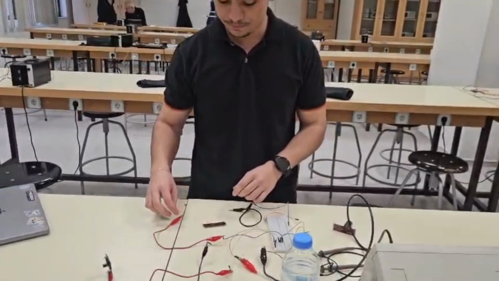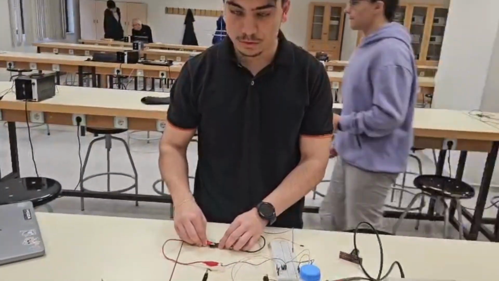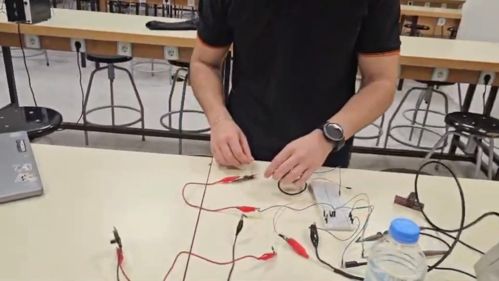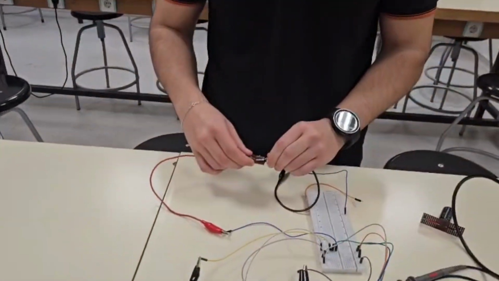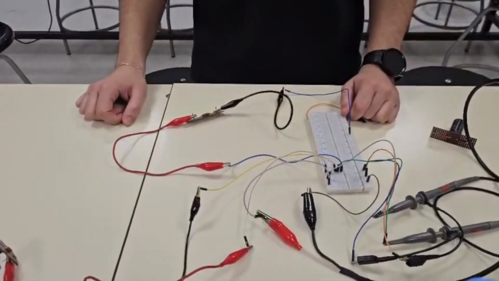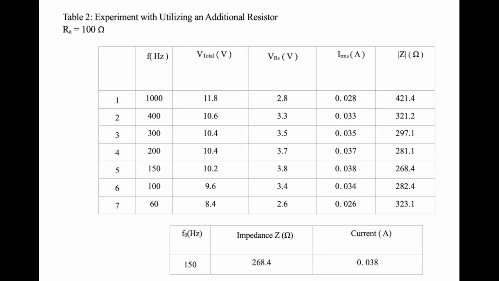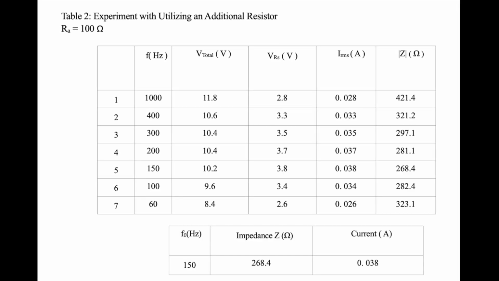In the second phase, I added an extra 100 ohms resistor to the circuit to observe the damping effect. After reanalyzing the measurements, I encountered a result that perfectly aligns with theoretical expectations. The resonance frequency remains stable at 150 Hz. This confirms that the resonance point does not shift with resistance.